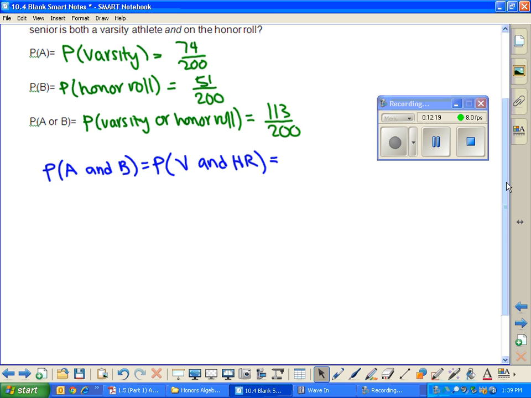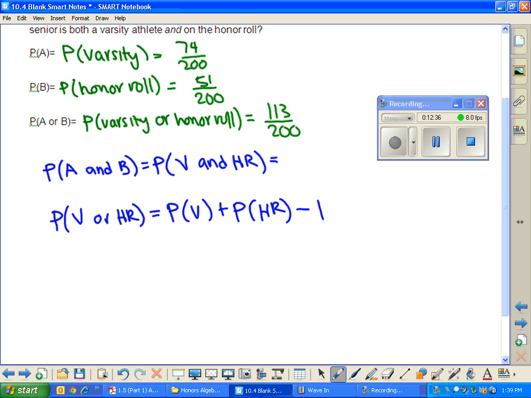Yeah, we have to. So let's write down our formula. That would be probability of varsity or honor roll is equal to the probability of varsity plus the probability of honor roll minus the overlap, varsity and honor roll. And I'm just taking this formula from the one we generically wrote down on the top of the page.